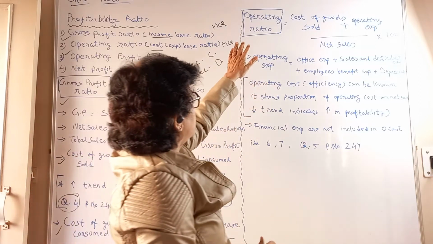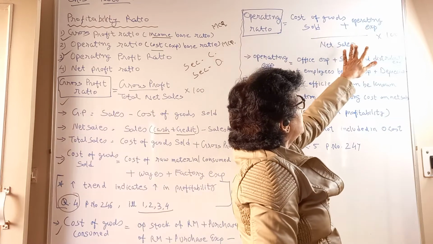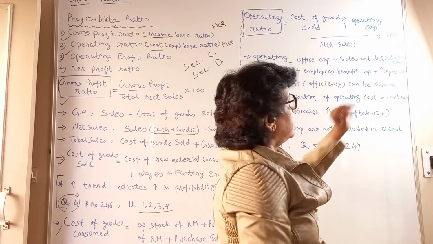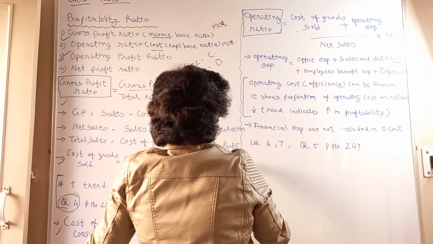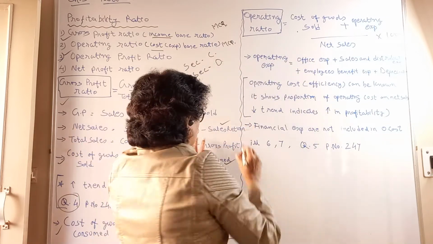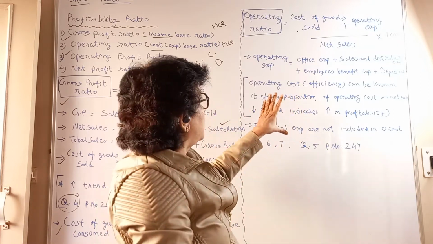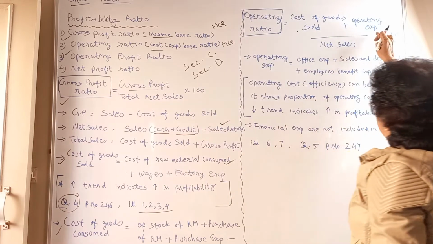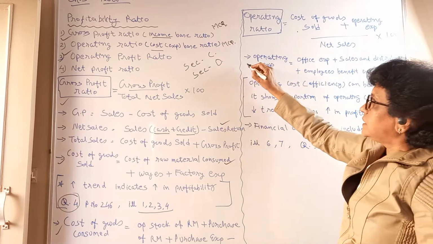Expenses are important. So operating ratio is equal to cost of goods sold plus operating expense upon net sales into 100. Now what is cost of goods sold? You have already learned here. What is net sales? You have already learned here. So your knowledge can be used as and when required. So what is the new point in this particular ratio? The new point is operating expense. So what does operating expense mean?